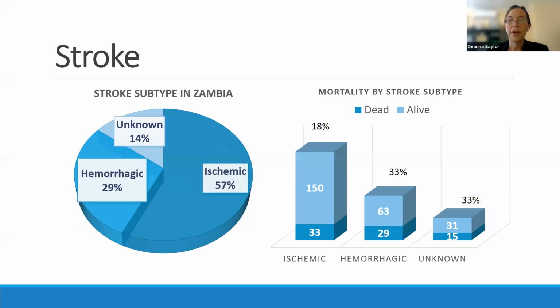And so again, if you look here at the mortality rates in each category of stroke, we see that our mortality rate for ischemic stroke is 18%, hemorrhagic stroke is 33%, as well as unknown stroke was 33%. And so again, these mortality rates are higher than what you see for the same diseases in the same types of stroke in high income settings, but they do reflect that hemorrhagic strokes have a much higher mortality than ischemic strokes.